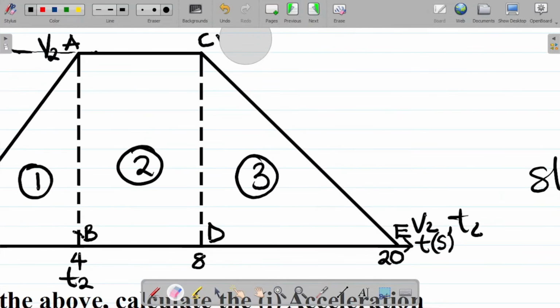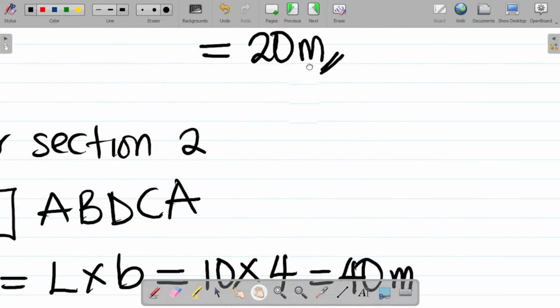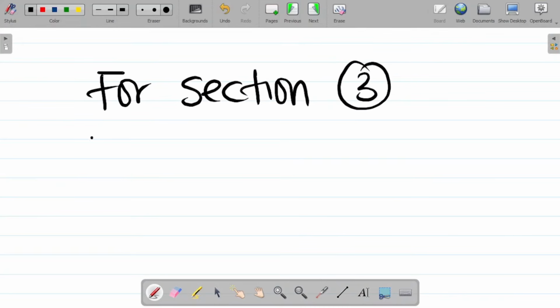Okay, let me take this part off. Section 3 there, the shape is a triangle, and the triangle here is triangle CDE. All right, so let's take triangle CDE.